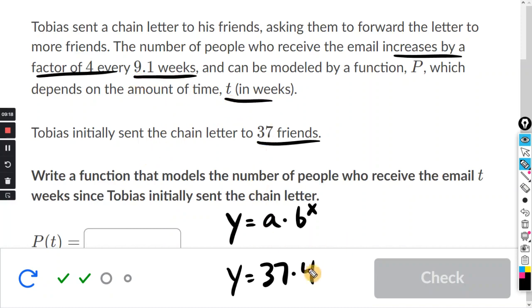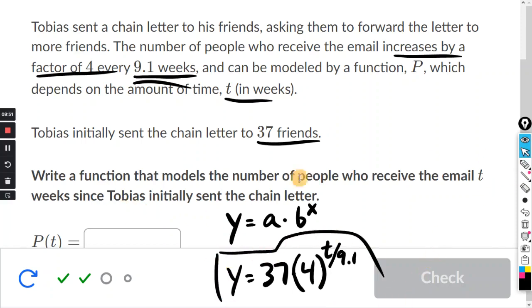t is in weeks. Okay, so if I take the 4 and I put t as the exponent, and t is in weeks, it's going to get multiplied by 4 every week. But we want it every 9.1 weeks. So we take the t and we divide it by 9.1. This way, every time t goes up by 9.1, the exponent only increases by 1, and it gets multiplied by 4 an additional time. So this right here is the final answer.